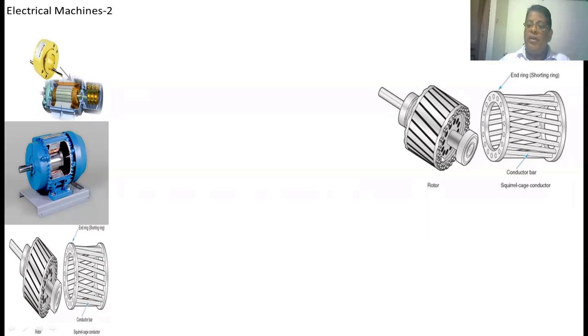At the two sides of the rotor, these rotor conductors are welded to the copper ring. If you see only the conductors and copper ring, this is the structure. It looks like a cage, so we call it a squirrel cage rotor. These rotor bars are made of aluminum. This end ring is generally taken as copper to reduce the resistance of the rotor winding. If resistance is not a concern, then we go for an aluminum ring.